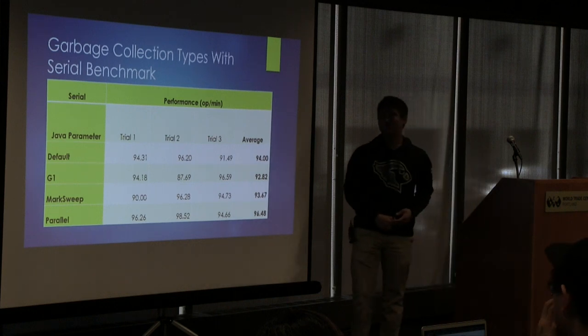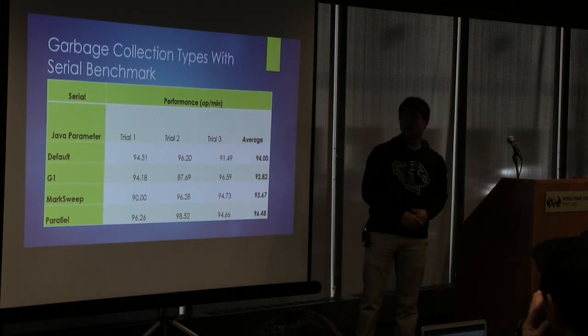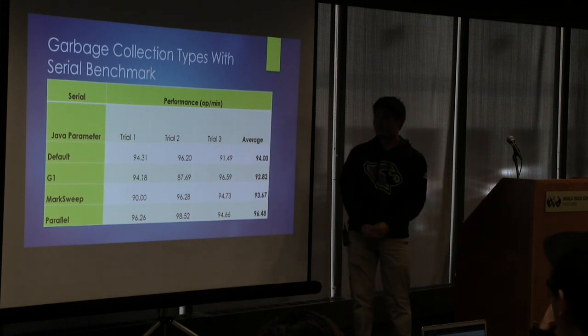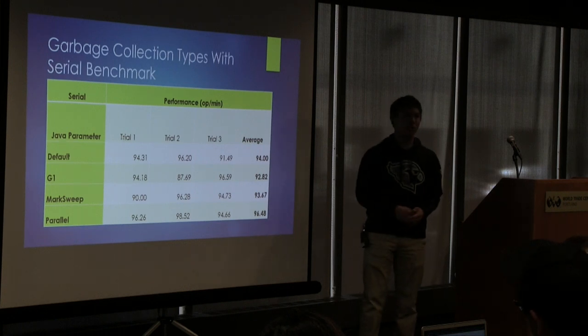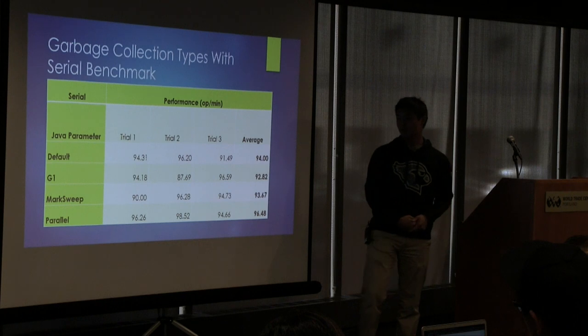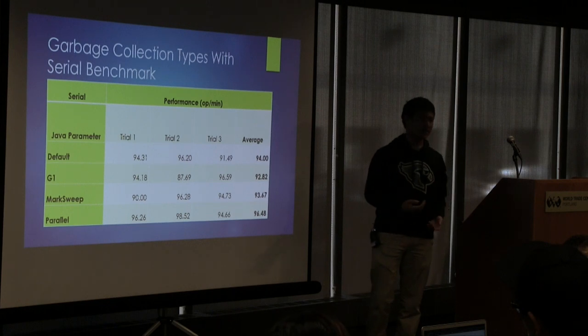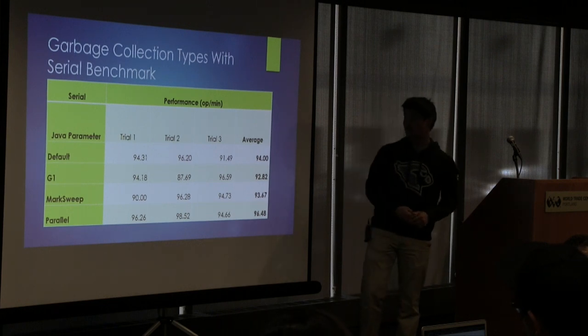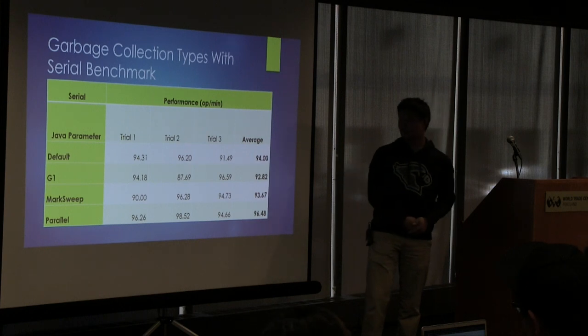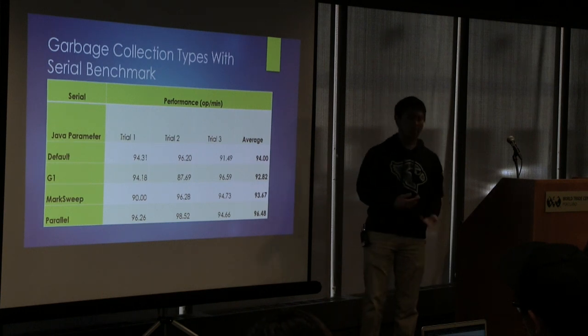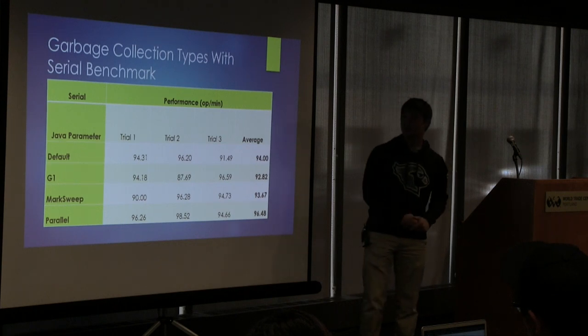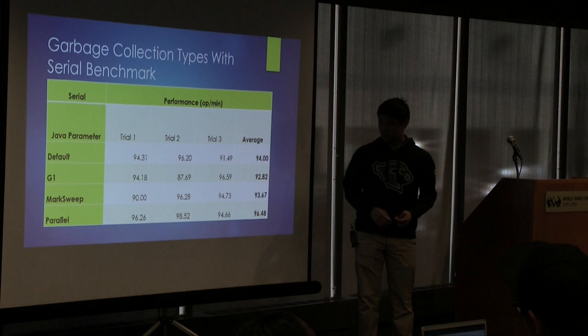So after the memory heap size parameter, I focused on the garbage collection types with the serial benchmark first. From these trials, you can see that they are a little bit more concise and tight. There's not much variability between the trials, which implies that the data collection period was slightly more accurate. And you can see from the averages that the parallel seems to be performing slightly better overall than the other ones, suggesting the possible idea that the serial benchmark performs better with the parallel garbage collection.